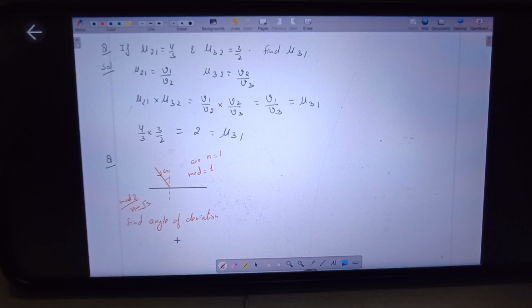In the last class, we discussed the relation for this angle of deviation. And what was the relation? Angle of deviation in case of refraction is i minus r, where r here is the angle of refraction. So that means we need to find out the angle of refraction here.